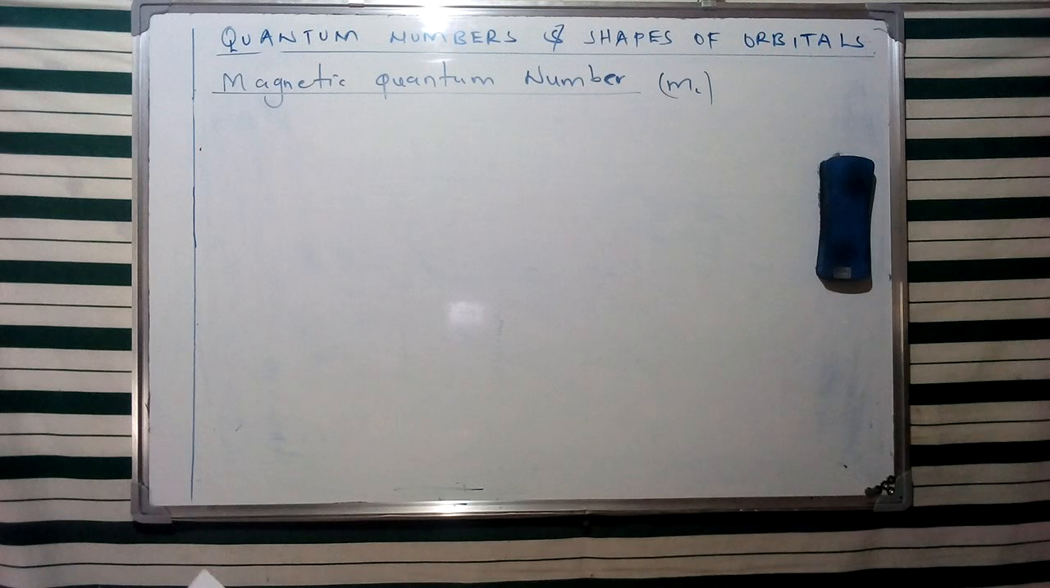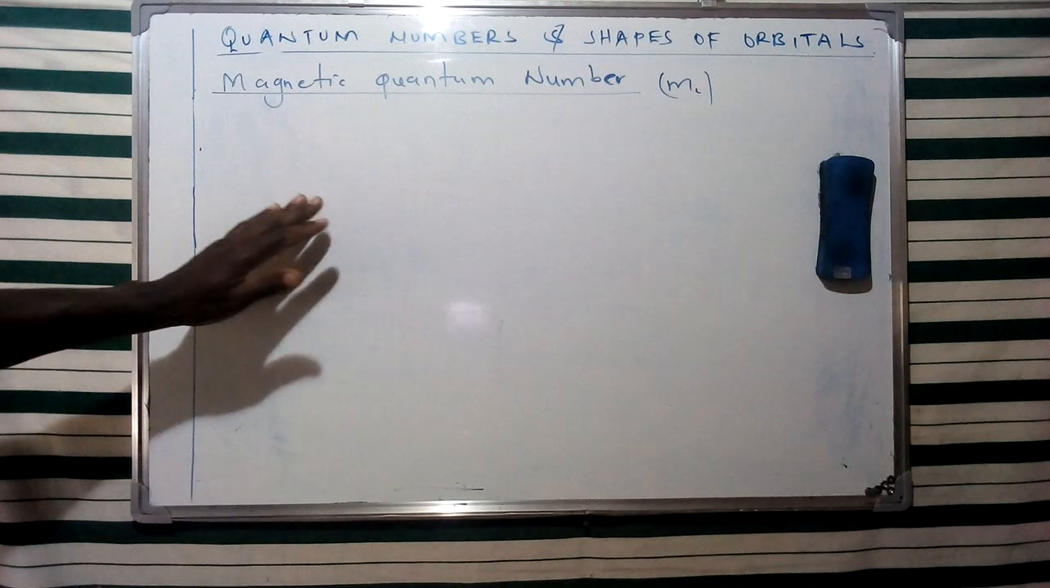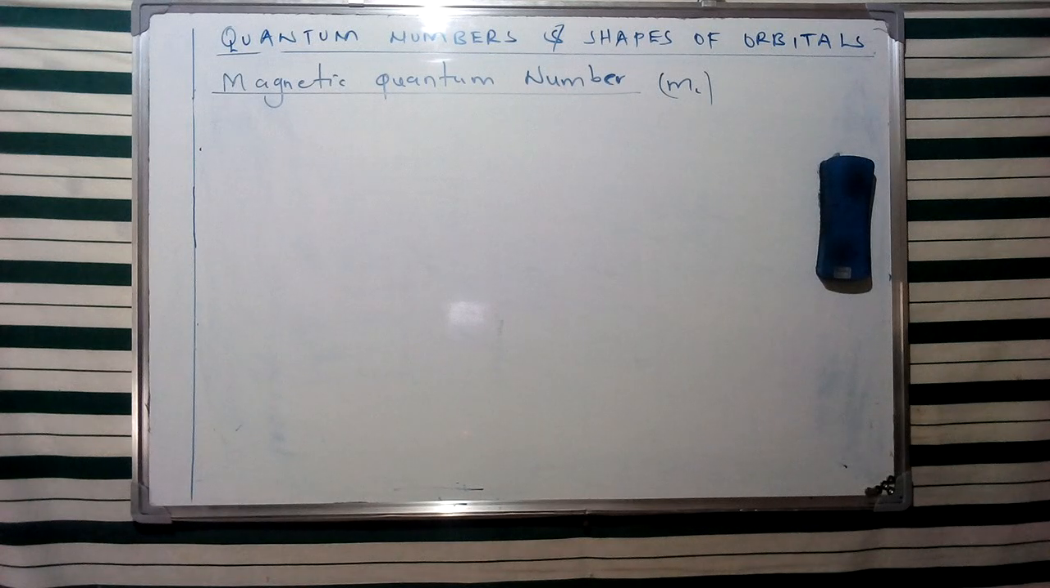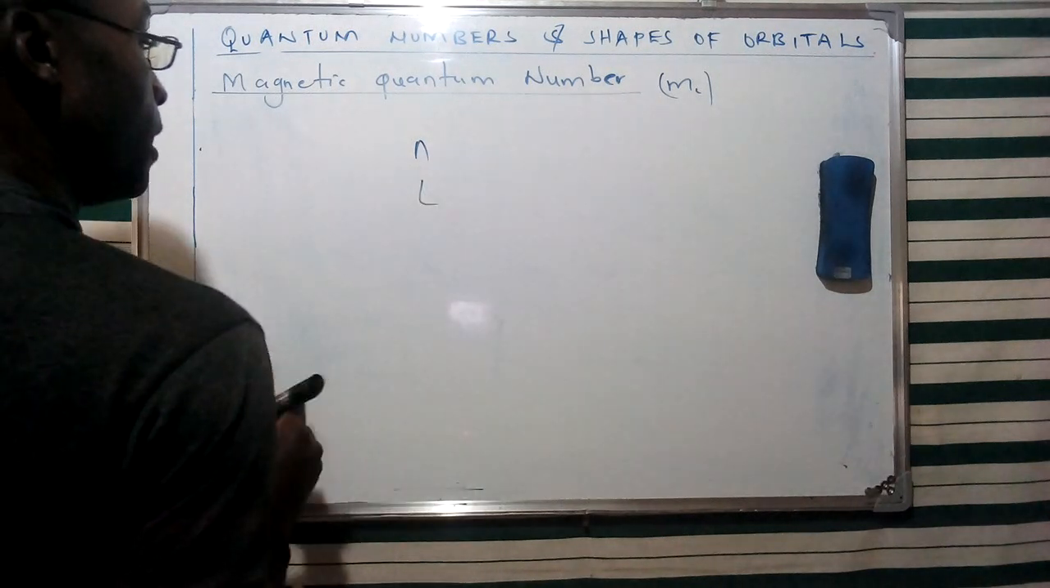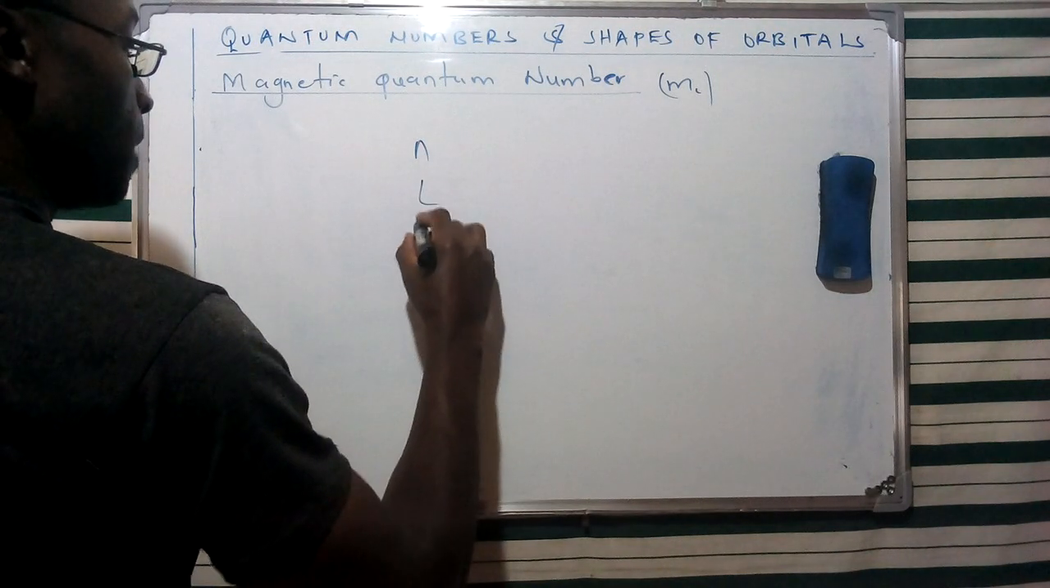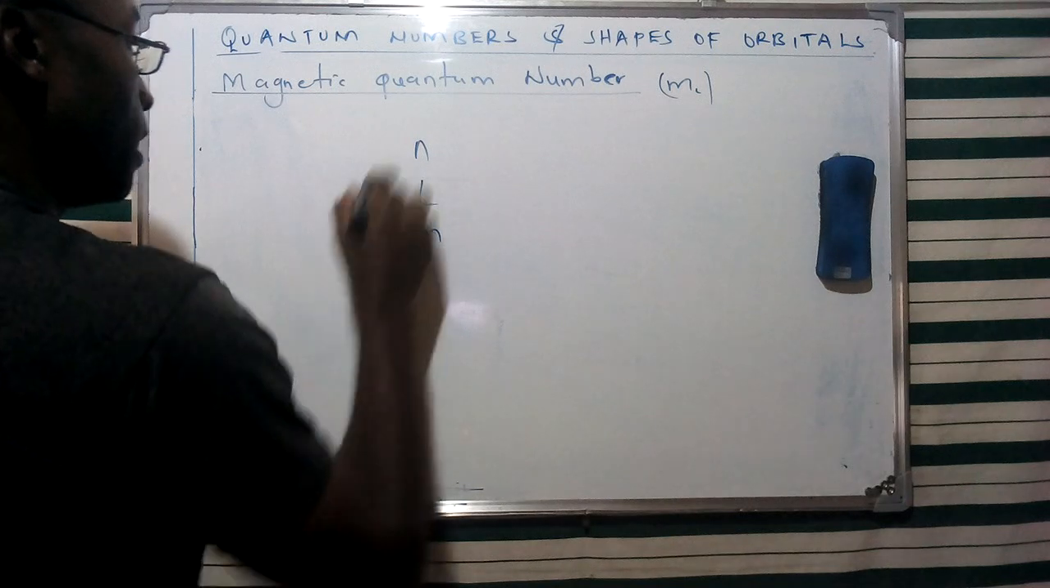I've mentioned in our introductory part that we're going to describe an orbital using a set of three quantum numbers, which are listed as the principal quantum number, the angular momentum quantum number, and the magnetic quantum number.